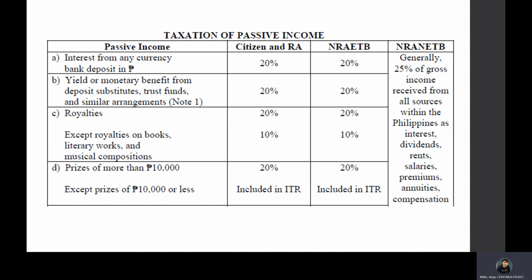And then prizes of more than 10,000. So if it's more than 10,000 already, you need to subject it to final withholding tax. If it's less than 10,000, if 10,000 or less pala, so if 10,000, i-include pa rin siya sa ITR. If 10,001, na siya i-subject sa final withholding tax.